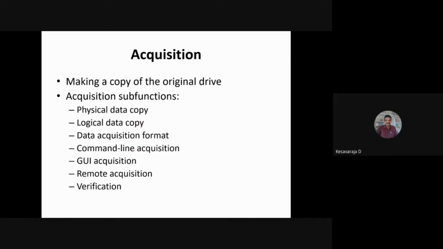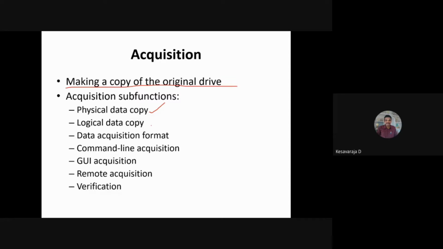The first one is acquisition, just making a copy of the original drive. If you collect a hard disk or pen drive from the suspected area, you have to make a copy directly. Before any modification or alteration is done, you have to take an image file. Making a copy of the original drive is the first and foremost step. Acquisition has several sub functions. First, physical data copy: as it is a physical data copy, you can clone the entire hard disk and make another image.